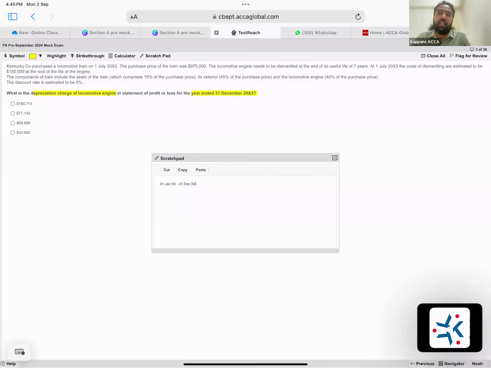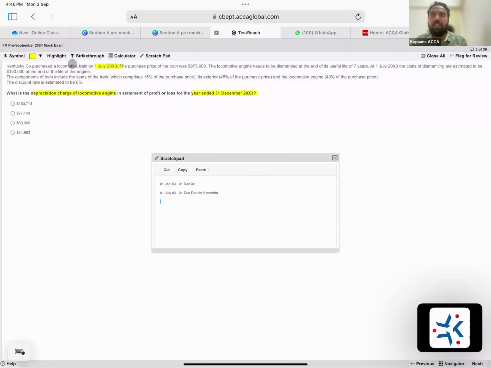So now let's read the question. Kentucky purchased a locomotive train on 1st July X3. So remember, the asset was not purchased or available from the beginning of the year. The locomotive train was purchased during the year on 1st July X3. So when you depreciate, you have to depreciate from July to 31st December. That is July, August, September, October, November, and December. So depreciation is from 1st July X3 to 31st December. So depreciation for 6 months, it needs to be time proportioned.